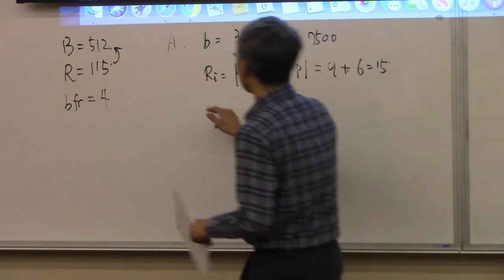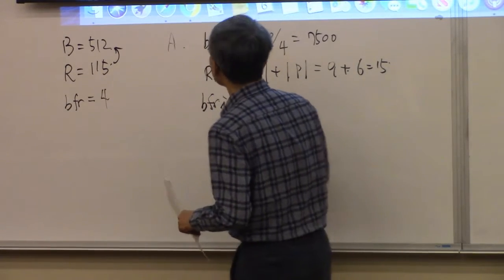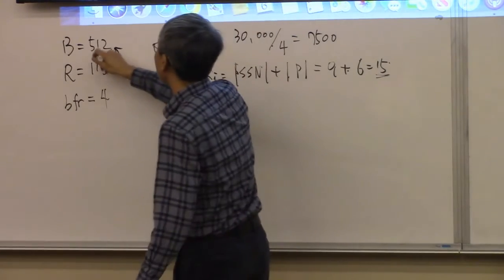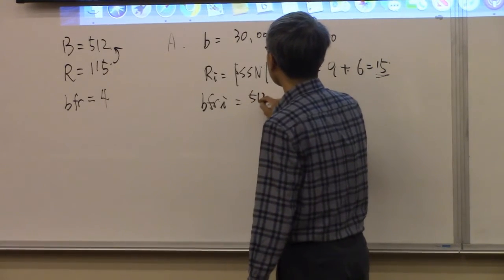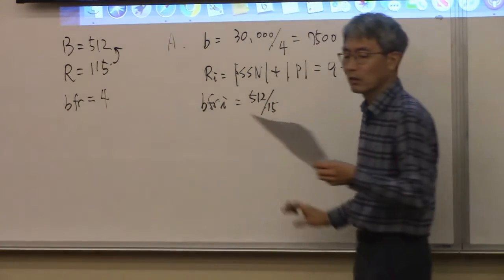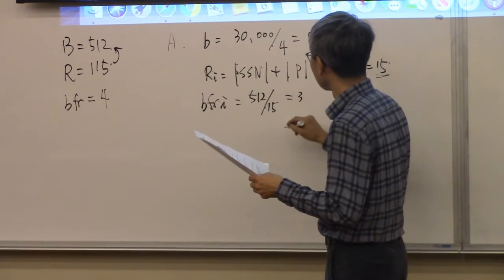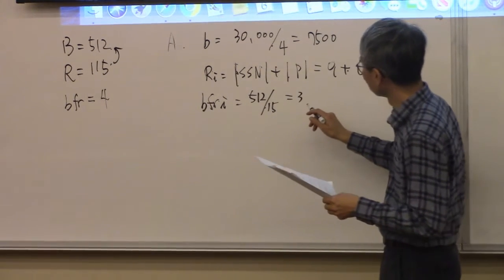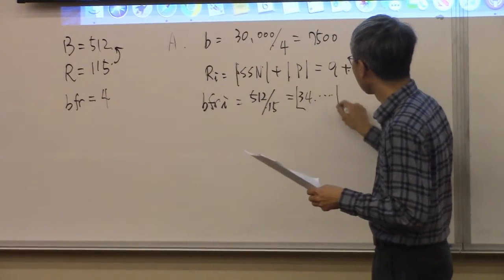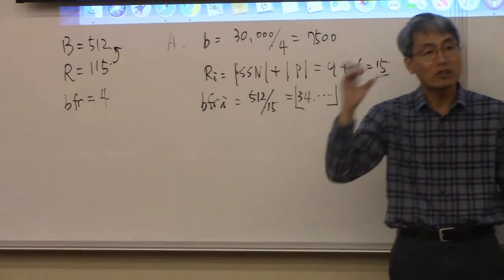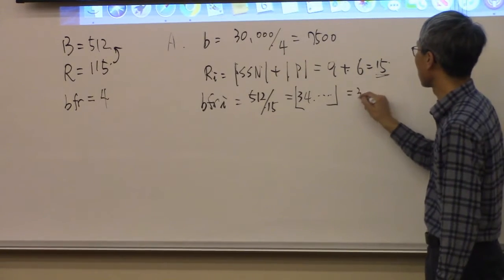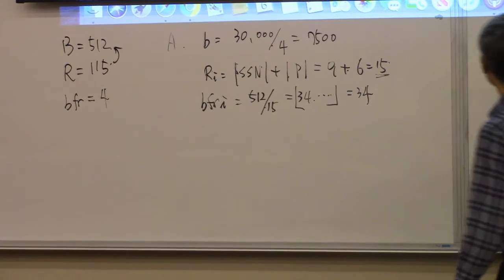Then we can calculate the blocking factor for the index. So how many index key entries fit in 512 bytes? 512 bytes divided by 15. How many of them? 34 point something, right? Yeah, so that should be the floor because it's unspanned. So part of an index key entry will not be in the block. So this is 34.